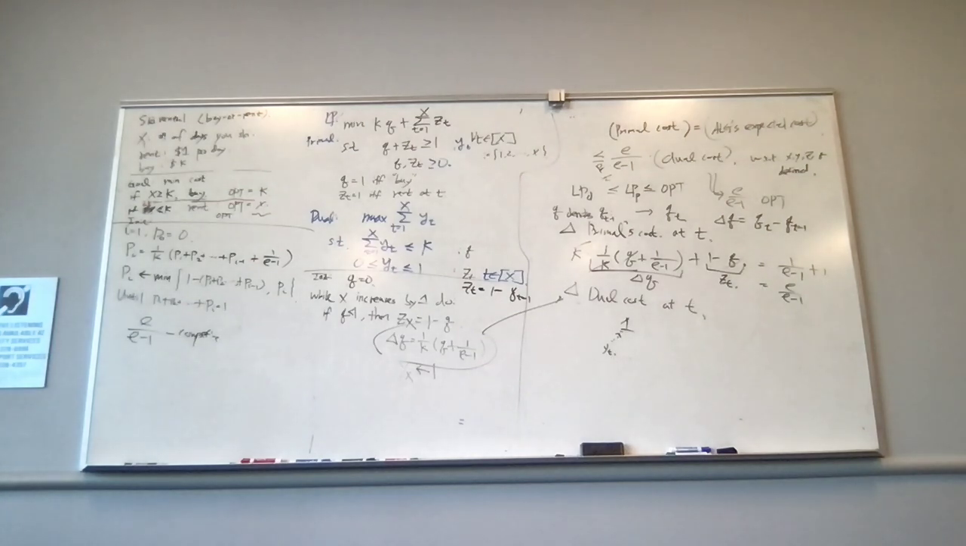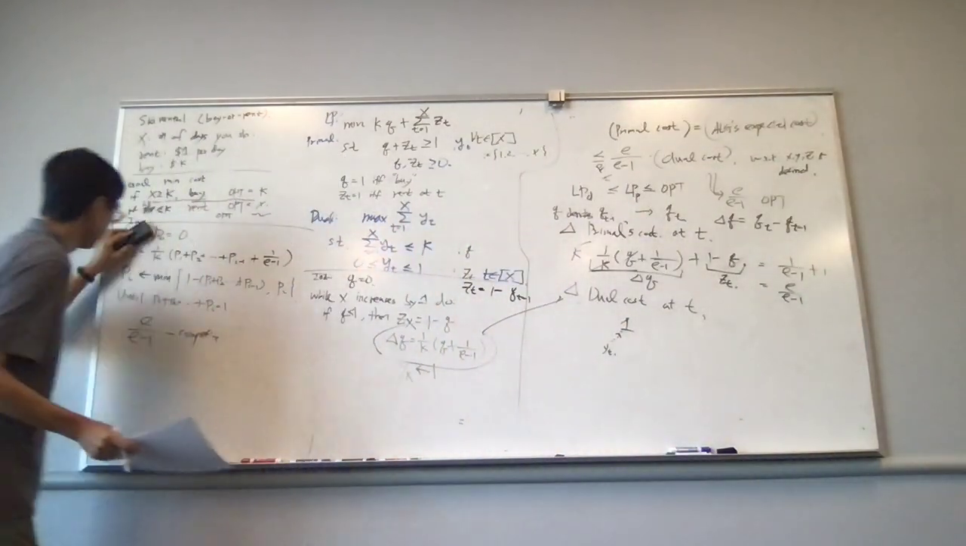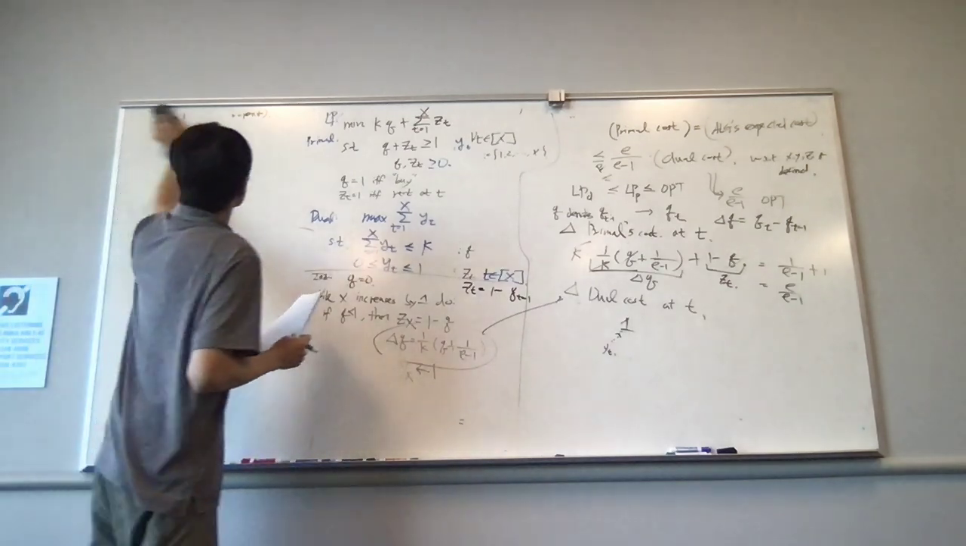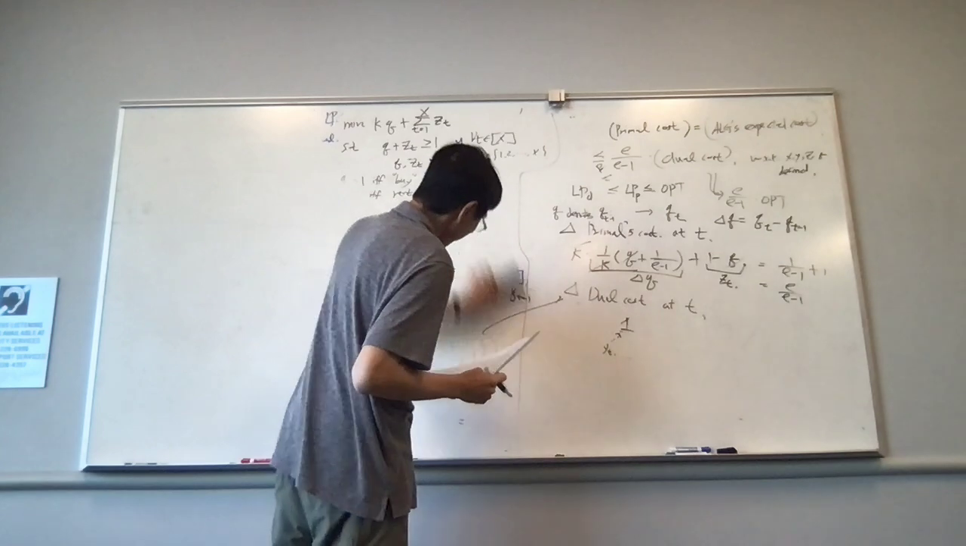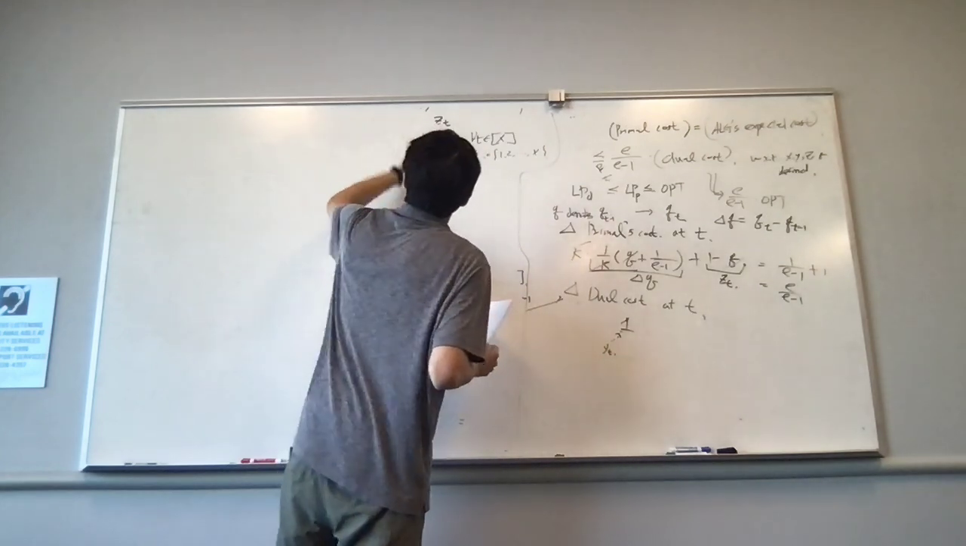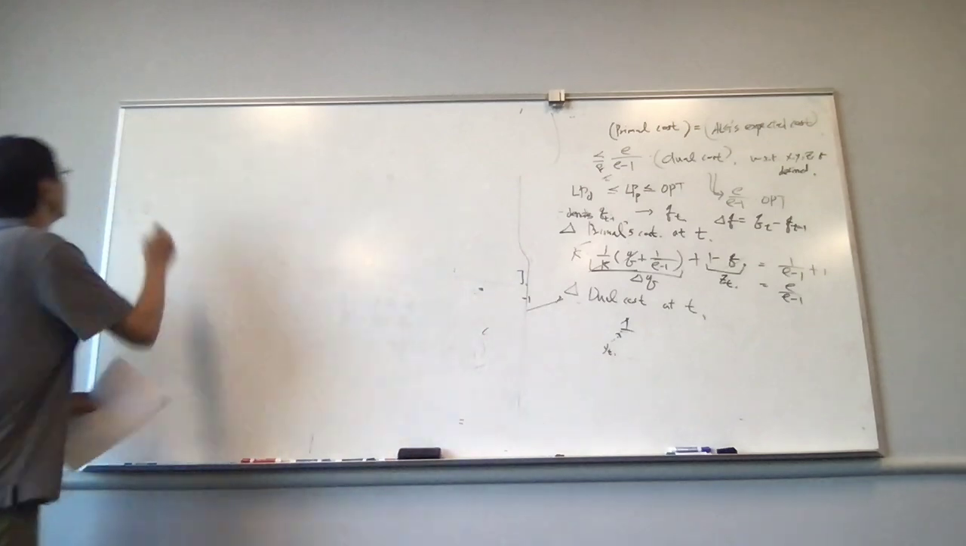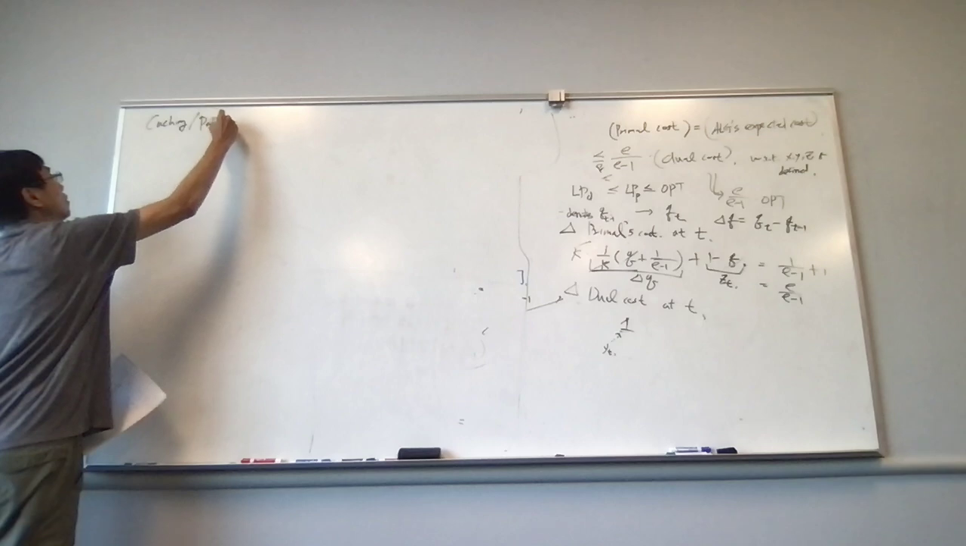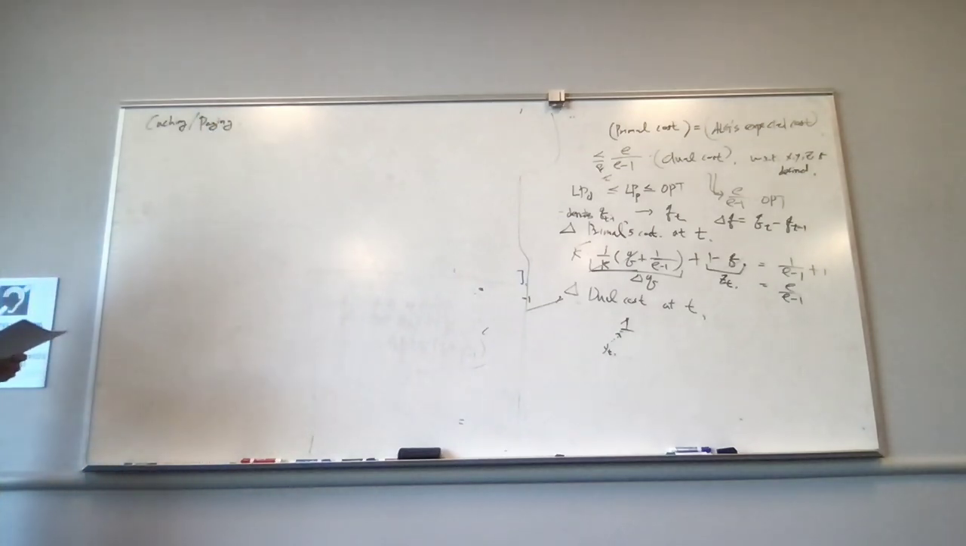So for the remaining time, I'm going to cover the second example of online algorithms. This example is caching and paging.